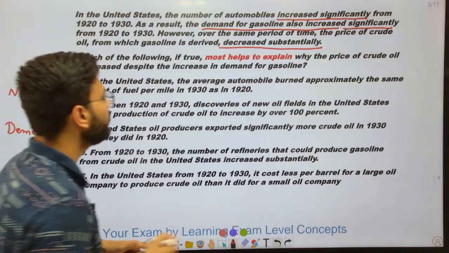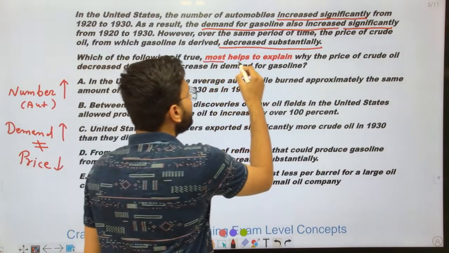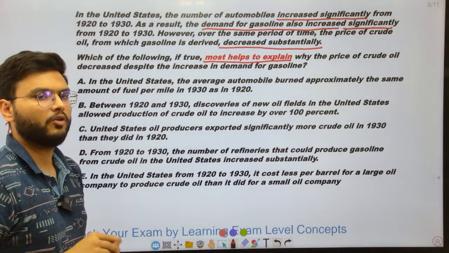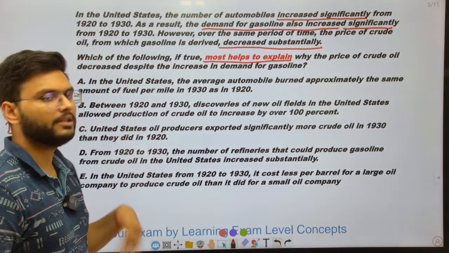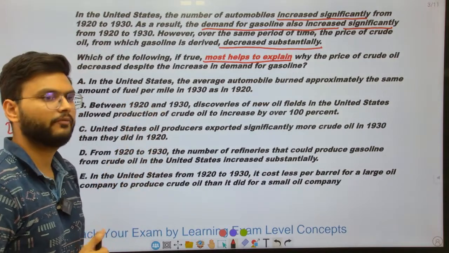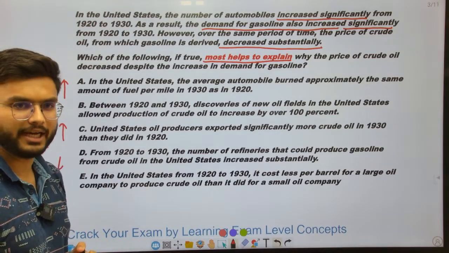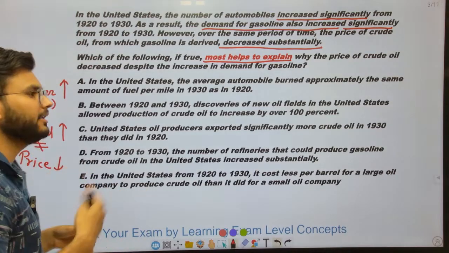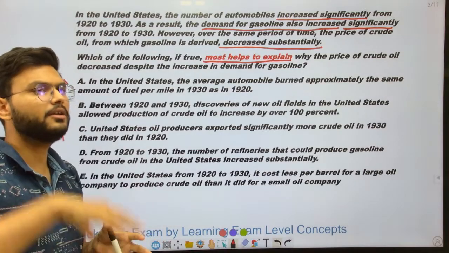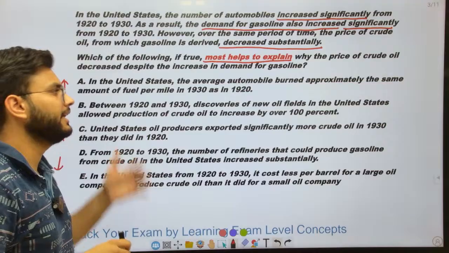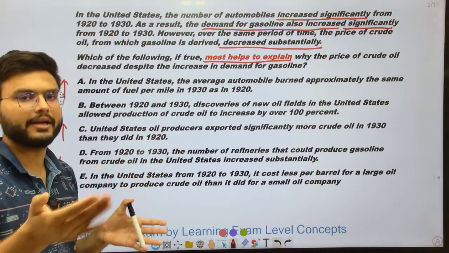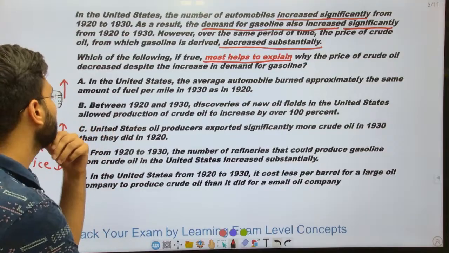Now the question asks us what most helps to explain. It means this question wants you to select an option choice which provides you a reason to believe that, all right, in general when demand increases, price also increases, but some other variable, a third factor, came into the equation and changed the pattern. Let's see the option choices.